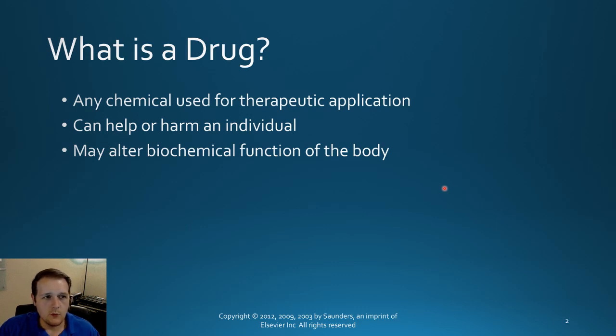So first off, the question: what is a drug? Basically, it's any chemical that's going to be used for a therapeutic application, right? It's going to be used to help an individual, or in some cases you may find that it actually can harm an individual. We'll talk about some of those cases a little bit later on. Mainly, though, it's going to be altering any sort of biochemical function of the body itself, right? So it can lower blood pressure, it can make you fall asleep, it can do lots of different things in the body.